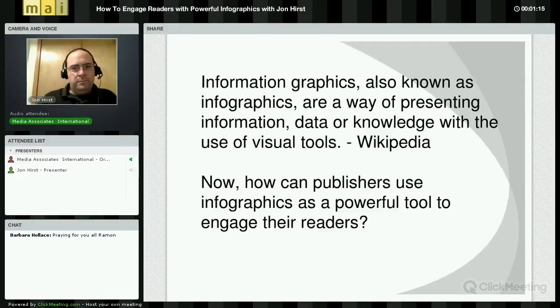Information graphics, also known as infographics, are a way of presenting information, data, or knowledge with the use of visual tools. That's from Wikipedia. Well, a picture paints 1,000 words. Visuals are just simply powerful. Now, how can publishers use infographics as a powerful tool to engage their readers?